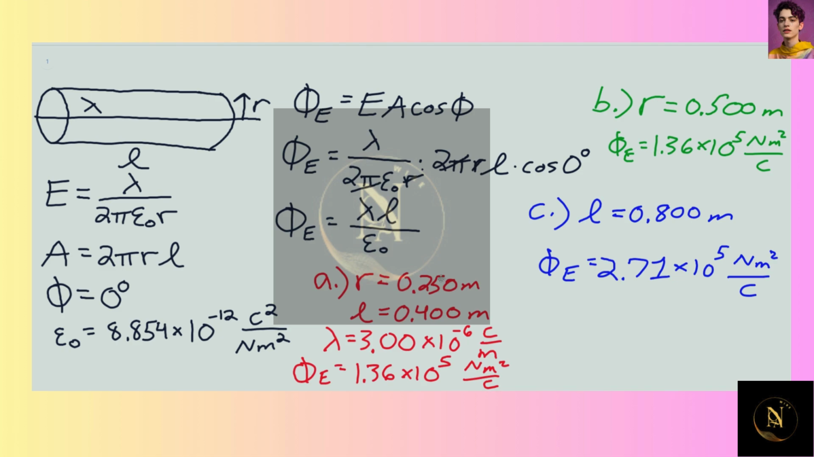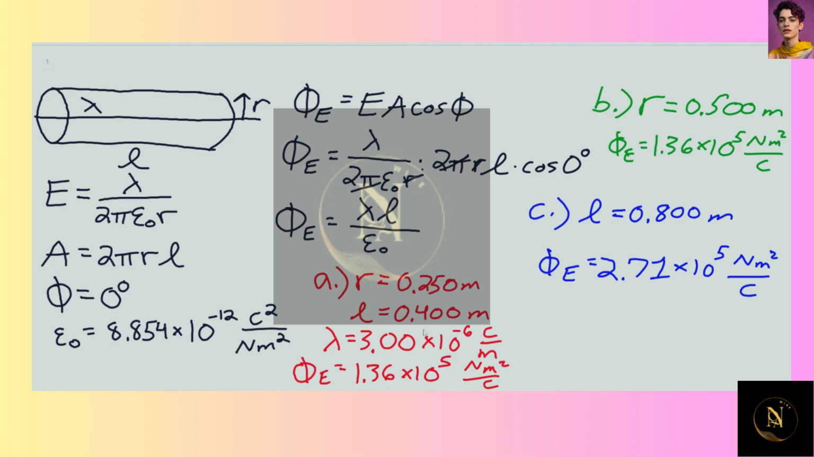We just plug in the numbers. In part A, we're given the radius is 0.250 meters and the length is 0.400 meters. We see the radius term disappears, so we don't even need to know that numerical value for the radius. All we need is our line charge lambda, and we were given that value as 3.00 microcoulombs per meter.